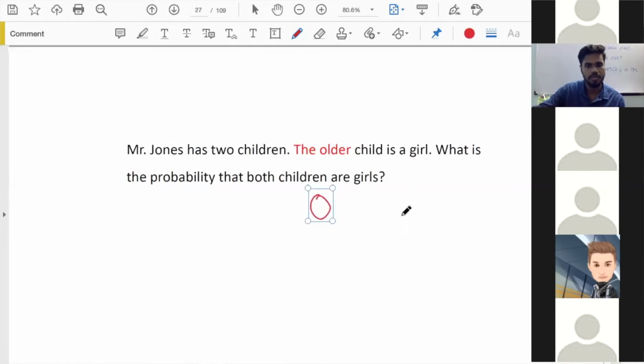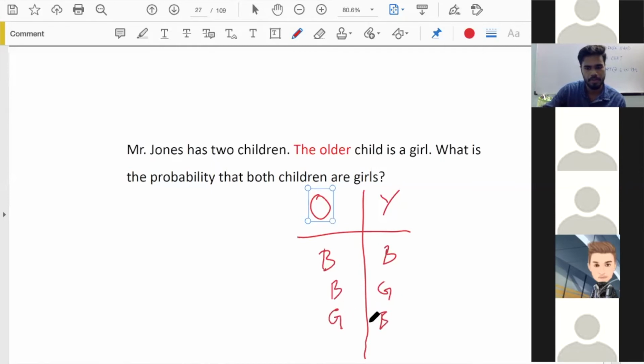So we have the old child and the young child, and the cases are boy boy, boy girl, girl boy, and girl girl. Now I have enumerated the cases. Here it says, first of all, the older child is a girl. So we are left with only two possible cases. Boy boy is not possible, boy girl is not possible. Agreed? Because here the younger child is a girl. These two options are ruled out, not even in the sample set. So what we are left with is girl boy and girl girl. And the probability that both children are girls, which is this particular case, is 1 out of the two possible cases. So half is the right answer.